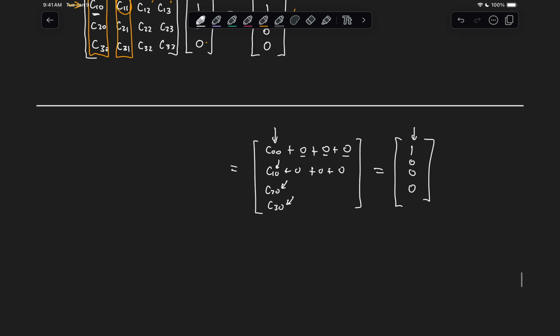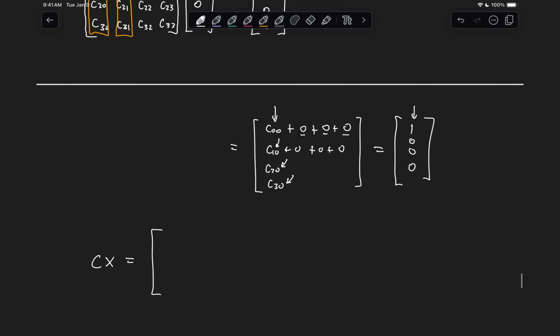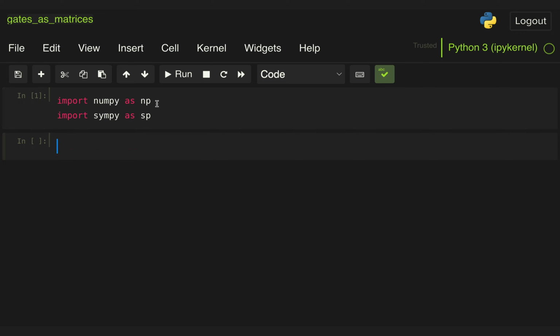So what we end up with is that for the CX gate, the corresponding matrix is equal to 1, 0, 0, 0, 0, 1, 0, 0, 0, 0, 0, 1, and 0, 0, 1, 0. And then we can use this exact same process to find what the matrices are for other gates like the CCX gate. Now, because the CCX gate, which we use to construct our reversible AND operation, operates on 3 bits, this is going to be a 2 to the 3, or an 8 by 8 matrix. So we're not going to do this by hand. Instead, let's do it in Python. So again, we're going to import NumPy and SymPy.